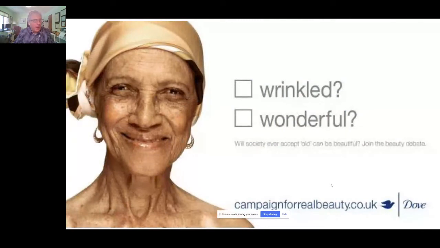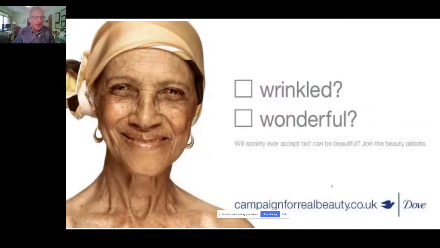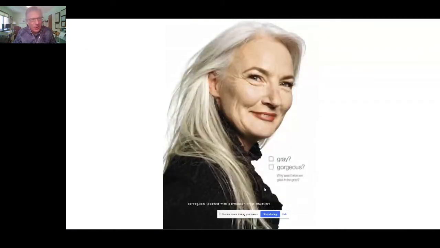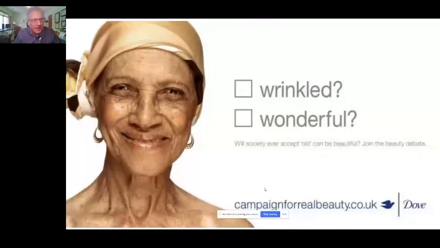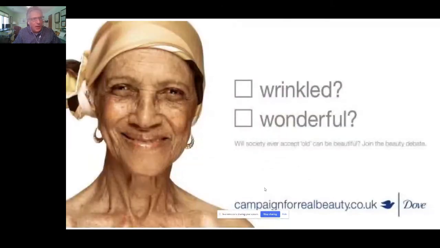My little soapbox on marketing here, and this is an ad campaign from the UK. This was not in the United States, and it's for Dove. This one says wrinkled wonderful, and this one says gray gorgeous. Whenever I give presentations and I use this, I always say, look at these two ladies here, wrinkled wonderful and gray gorgeous. Doesn't she know she can color her hair a million different colors to hide those signs of aging? And she could get plastic surgery or do something like that to get rid of those wrinkles. So, gray hair, wrinkles, there's no way these ladies are beautiful, right?